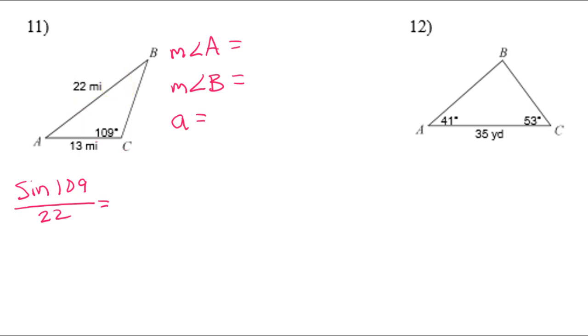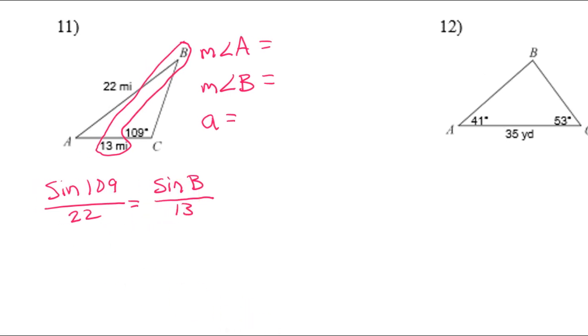Now, for our next ratio, the only other number we have is this 13. And this 13, side 13, is across from angle B. So let me just avoid the 109 so you don't think that's part of it. I'm matching up these two now. So the sine of angle B divided by 13 is the ratio that should equal the original ratio. So I am going to solve this by cross multiplying to get the sine of B by itself.